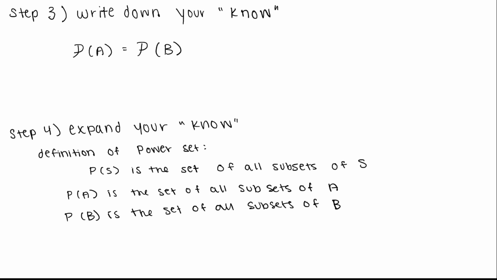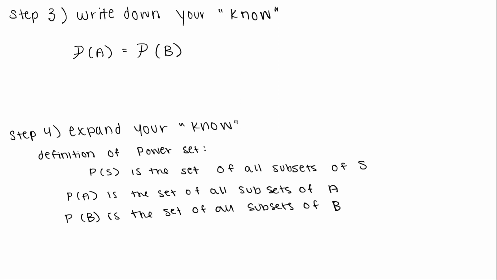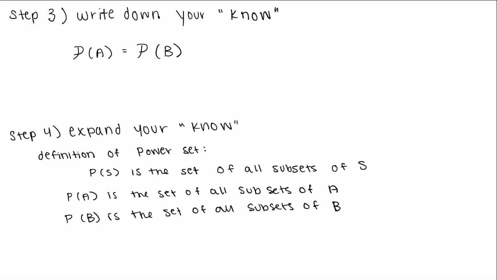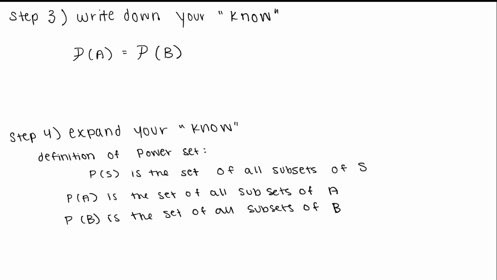So the power set is a set of all subsets of the set, like S in this case, in the example for the definition. So the power set of A is a set of all subsets of A, and the power set of B is a set of all subsets of B, also containing the sets A and B within those power sets.